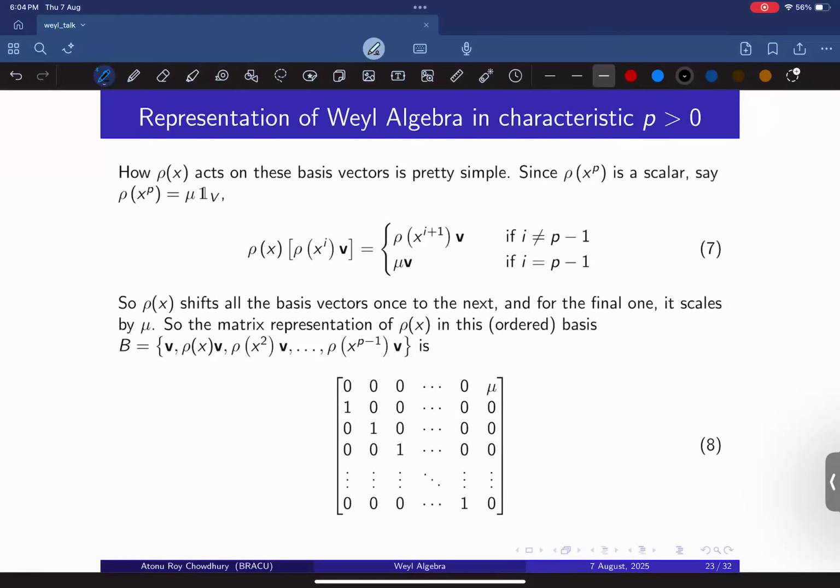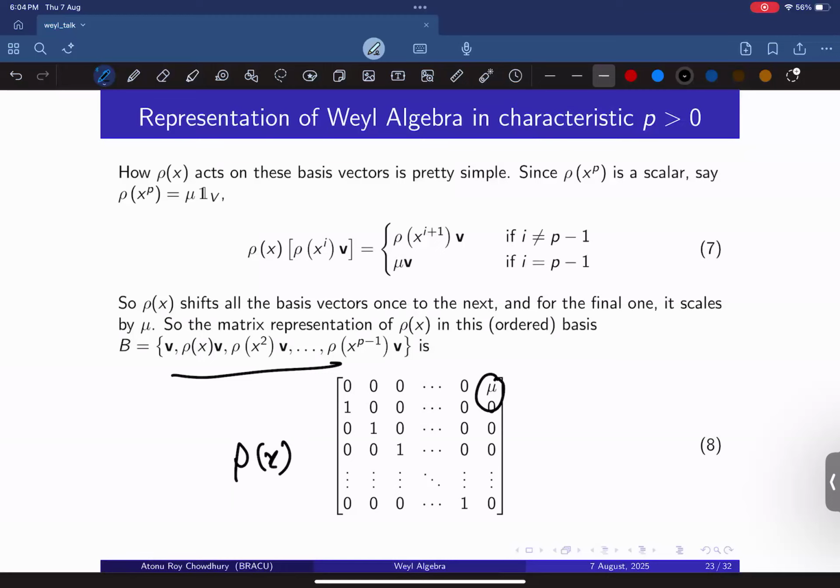If we act this matrix on the first basis element, it moves to the second one. For the ith basis element, acting this matrix gives us the next basis element. Except for the last one: if we act this matrix on the last basis element, we get mu times the first basis element. So that's the matrix representation of rho of x in this ordered basis. We have found rho of x in this basis.